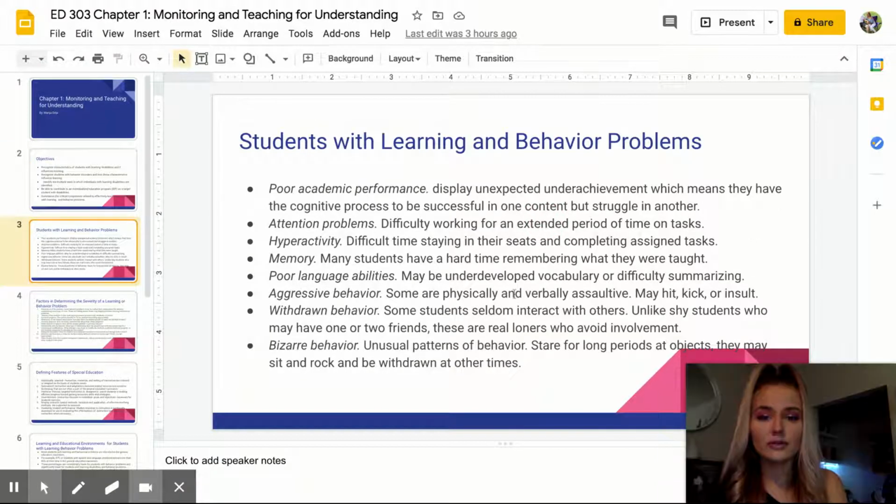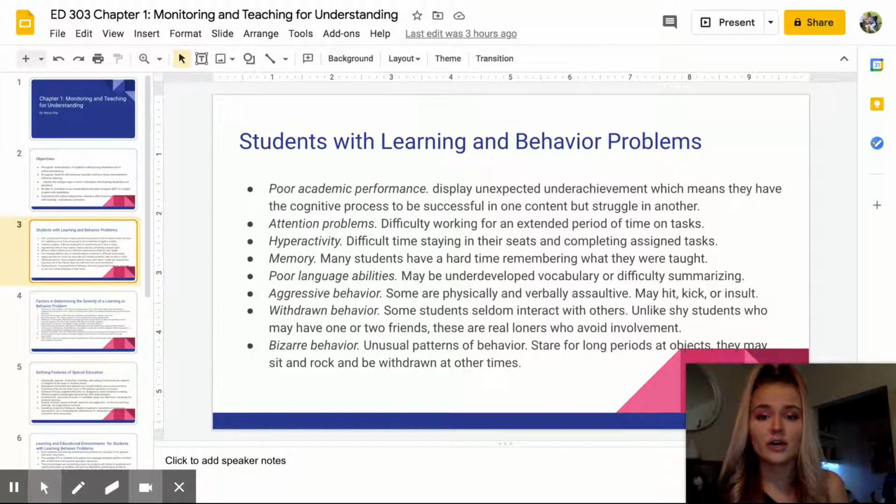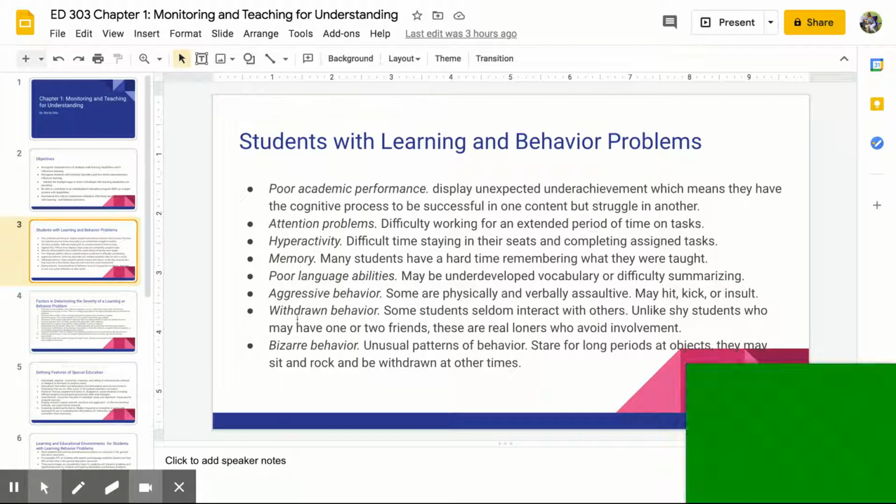So diving right into students with learning and behavior problems, it can come in various different forms: poor academic performance, attention problems, hyperactivity, aggressive behavior, withdrawn behavior, and bizarre behavior.